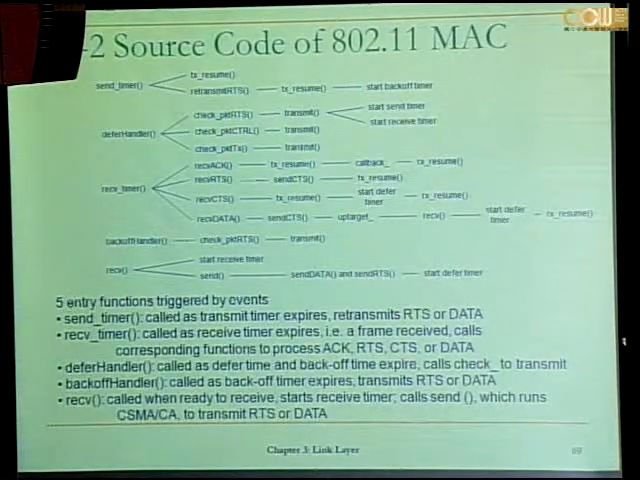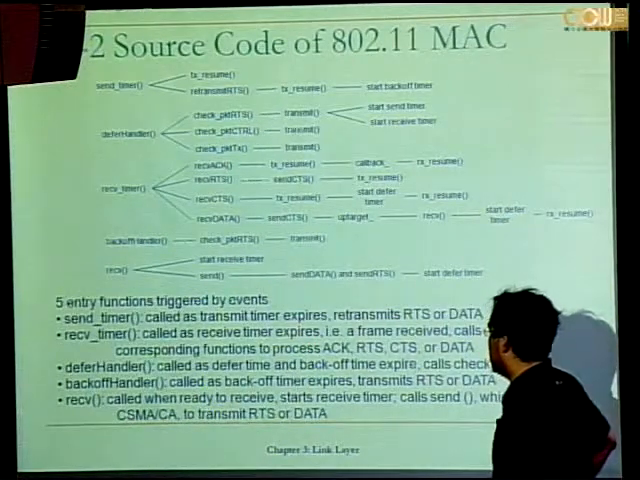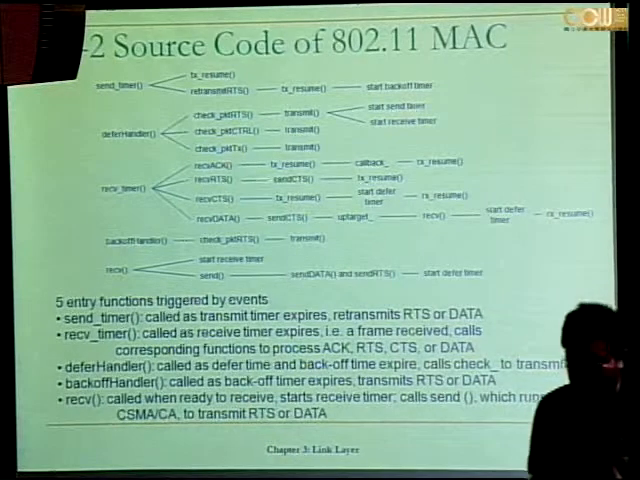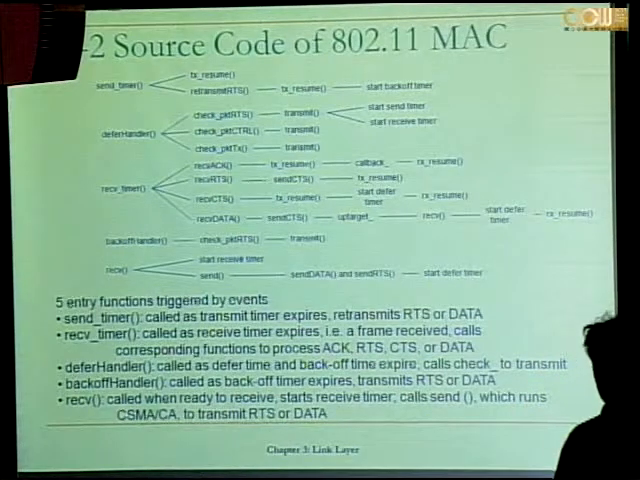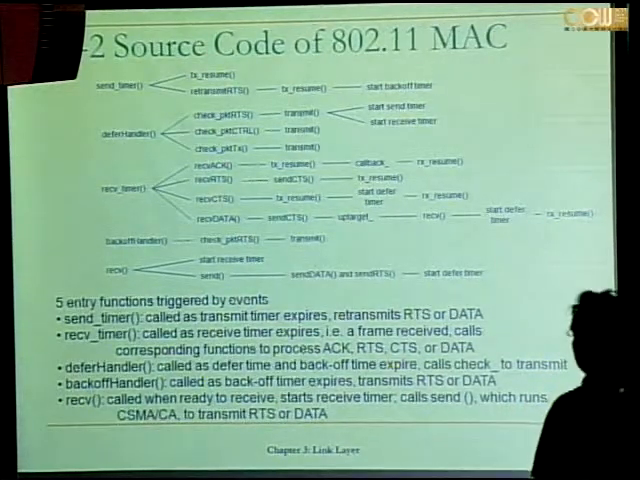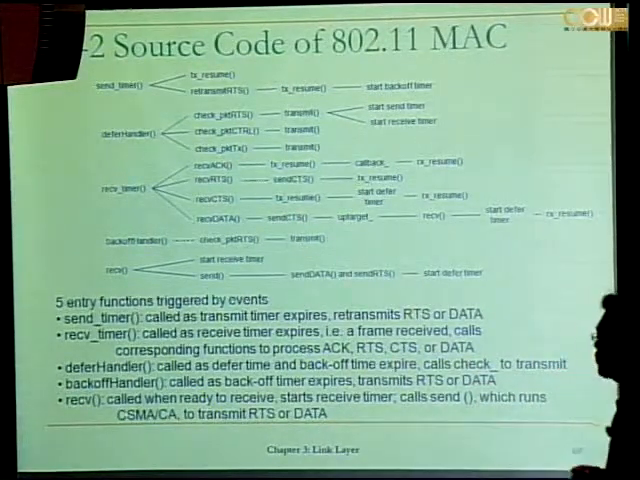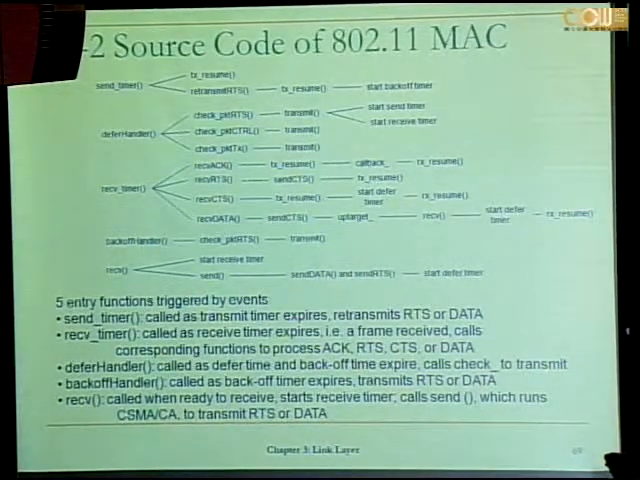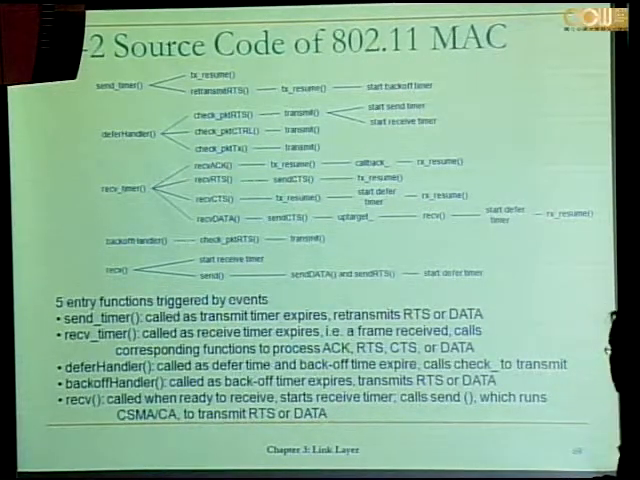And how about the backoff handler? If the backoff time expires, it means that you did the carrier sense and it's idle. So you wait a backoff time, and then after you wait, you transmit RTS or data frame directly. And receive is called when you are ready to receive, and then within receive you will start a receive timer.